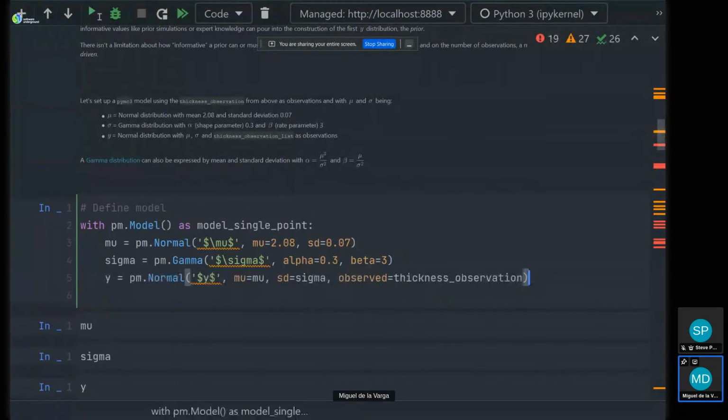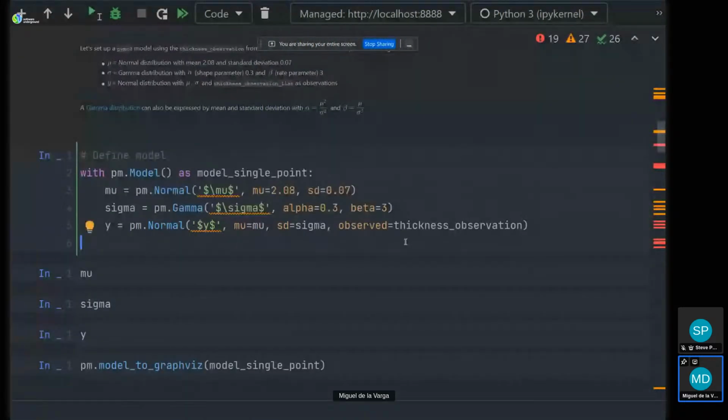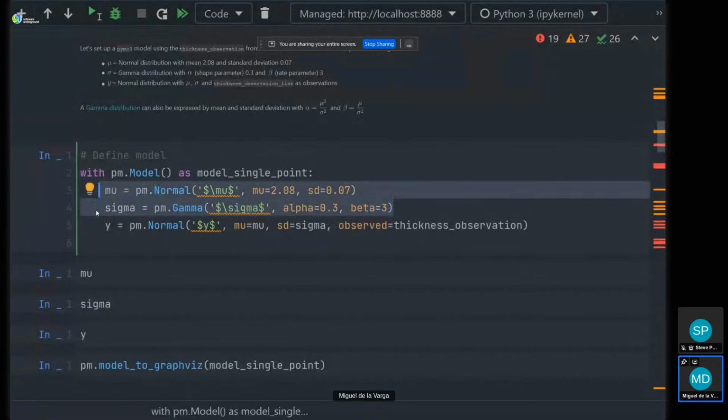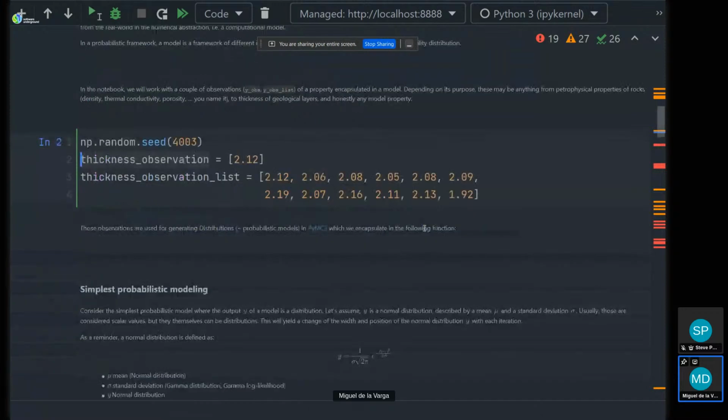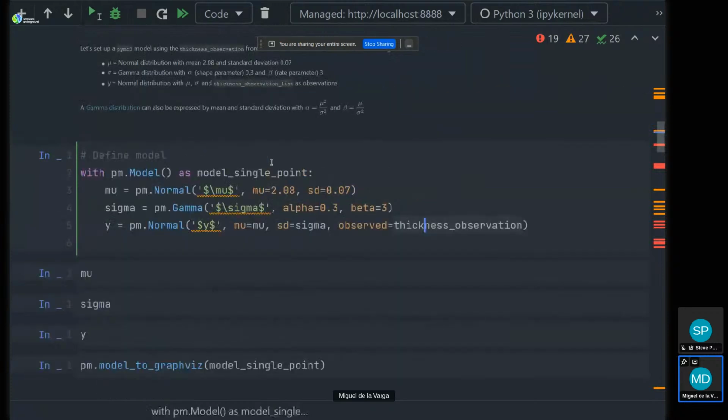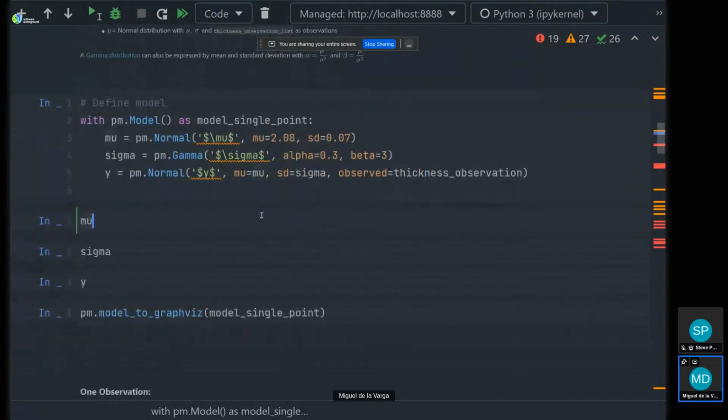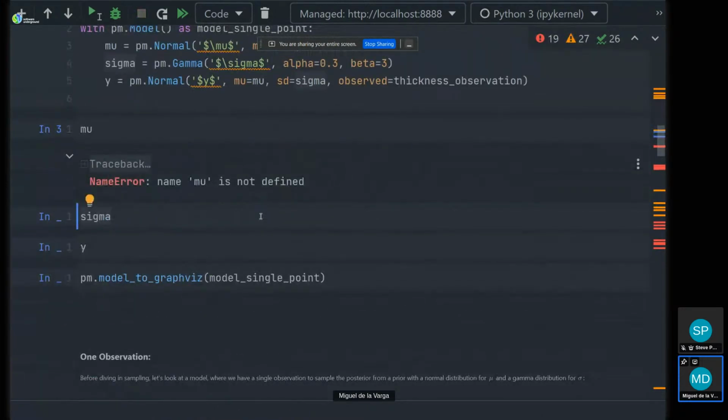But yeah, thickness observation. So this is basically how we define a Bayesian inference. It's always going to look like this: we define our prior with a bunch of distributions, and eventually there is going to be one distribution that has this argument observed, and observed is going to be an array. So this thickness observation, if you remember, is basically this list.